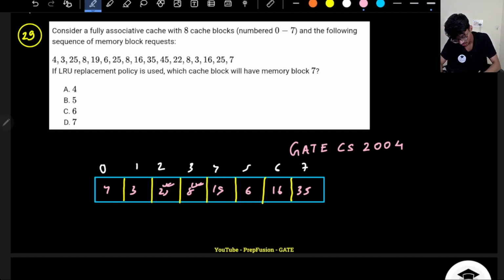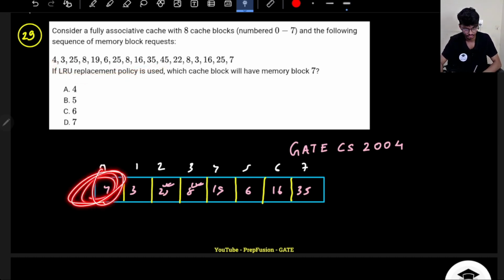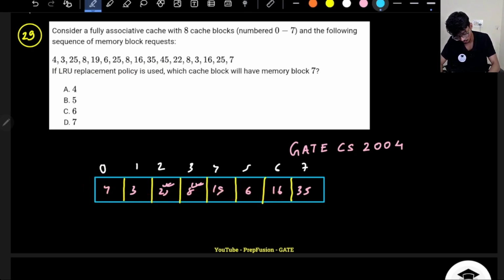I will basically replace whichever one was called the least recently used. So I see that 4 was the least recently used, right? 4 was least recently used, because in this case 4 was never called in between, right? So 4 was the least recently used. So I will replace 4 with my 45.